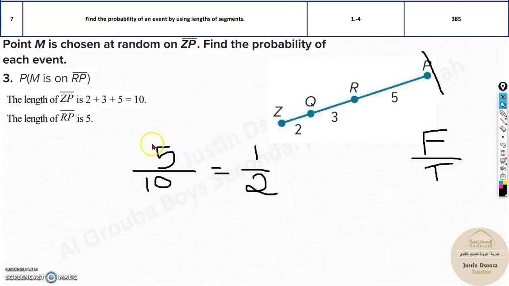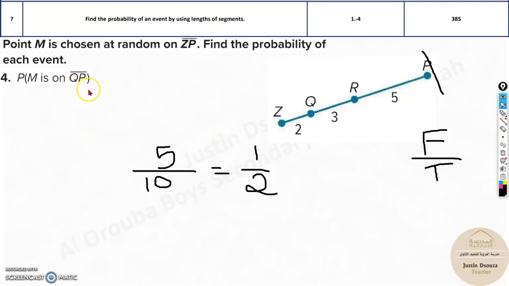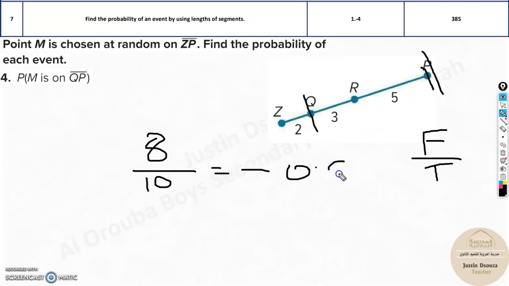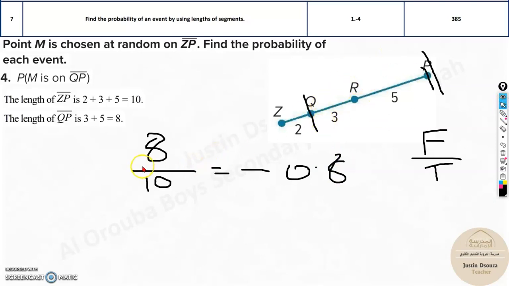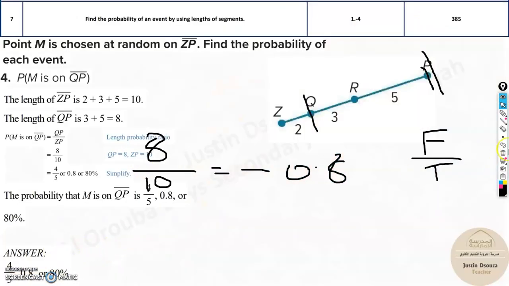That's the answer. Now, what about something else? I hope this all is clear. They have told Q and P. Now they have told Q to P. Let me change this. That is 5 plus 3, 8. So it is 0.8 or 80% probability that the point will be anywhere between Q and P. So the answer is 80%.